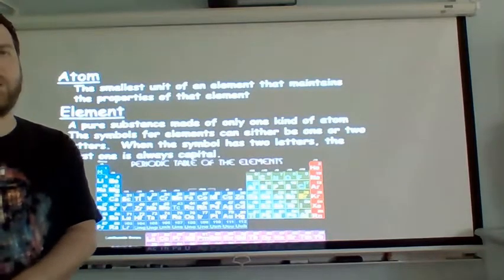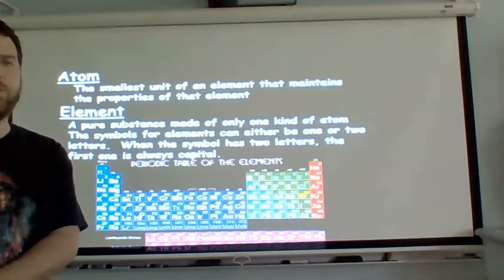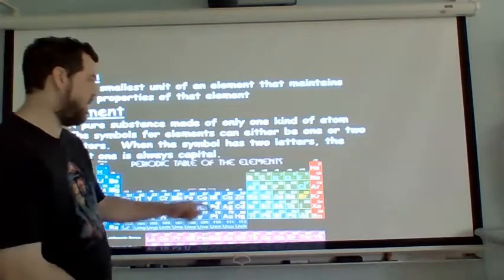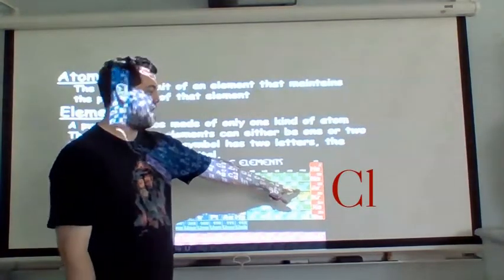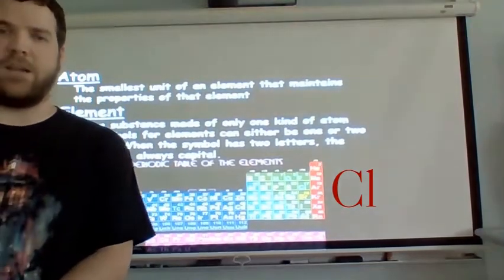Now the symbols for these elements can either be 1 or 2 letters. When the symbol has 2 letters, the first one is always capital. An example you probably can't see right here is chlorine. The C is capital and the L is lowercase. That is not a capital I.